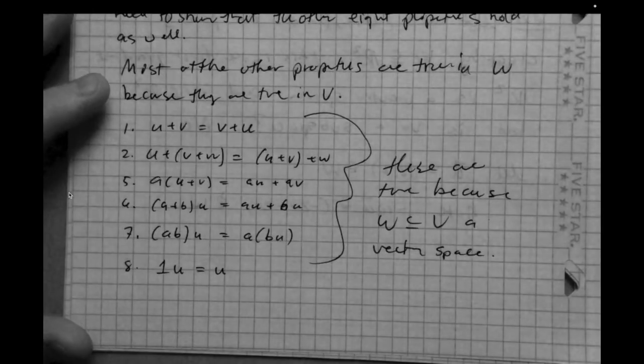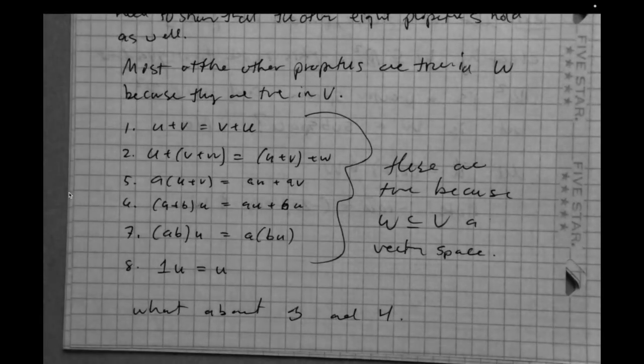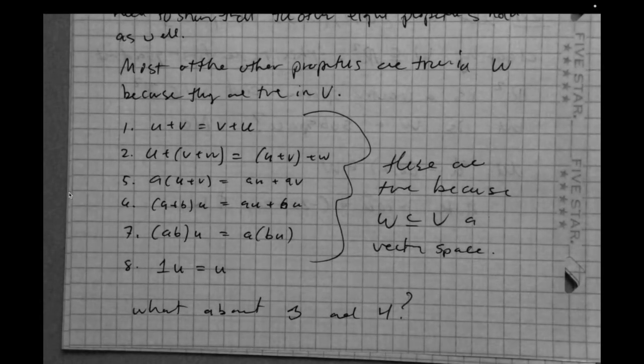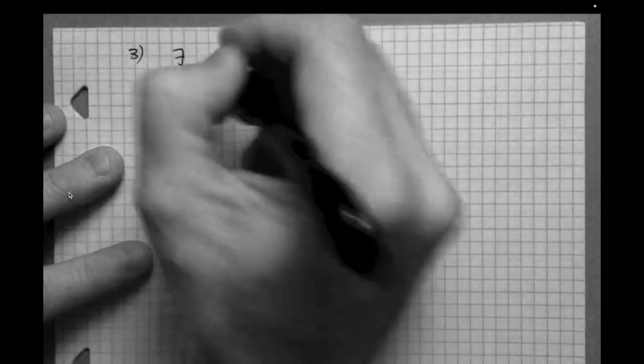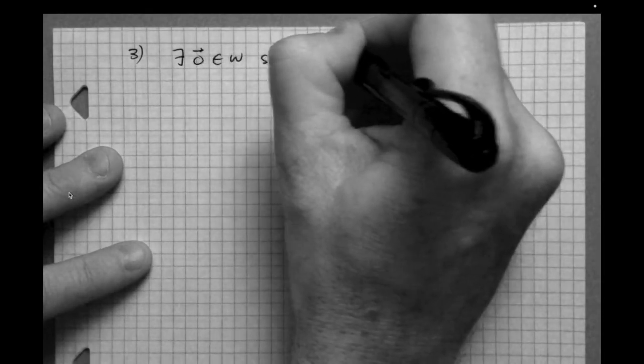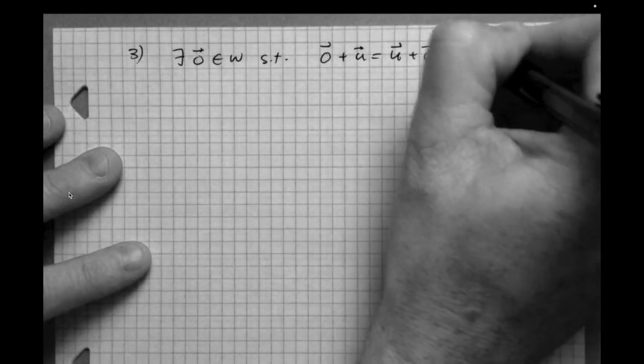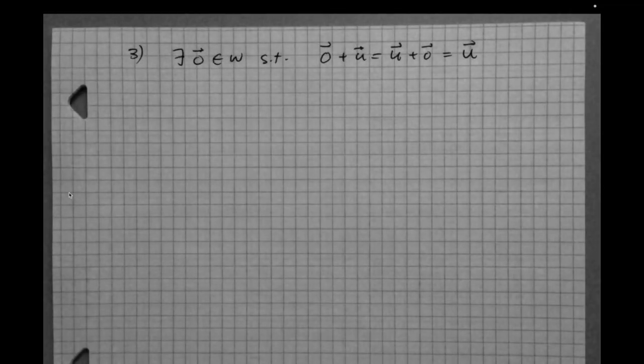Okay, what about 3 and 4? So let's talk about 3 and 4. We have to be a little bit more careful with these. So remember, 3 says there exists the 0 vector in W such that 0 plus U equals U plus 0 equals U. Basically, we need this additive identity element 0 to be inside of W in order for it to be a vector space. Okay, that's 3.